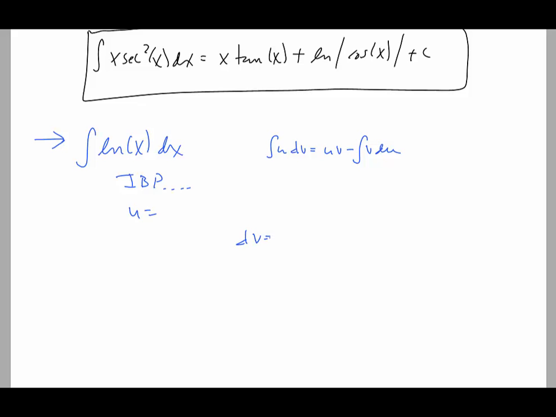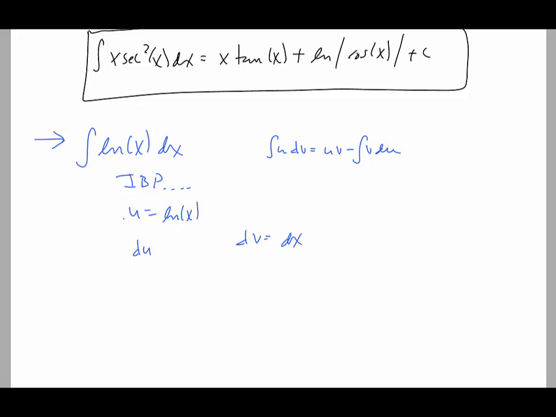But remember that we have to think about our strategy here. U I have to take the derivative of. I can take the derivative of the natural log. dv I have to integrate. I don't want to put a natural log here because I'm already trying to integrate natural log. So here will just be my dx. This will be my natural log.